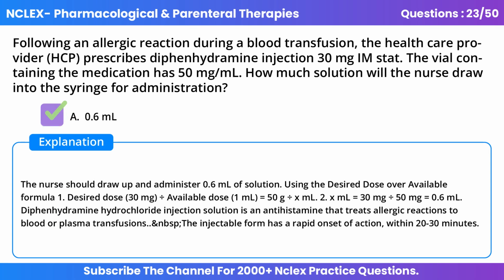The nurse should draw up and administer 0.6 milliliters of solution, using the desired dose over available formula. Desired dose, 30 milligrams, divided by available dose, 1 milliliter, equals 50 milligrams divided by x mL. x mL equals 30 milligrams divided by 50 milligrams equals 0.6 milliliters.